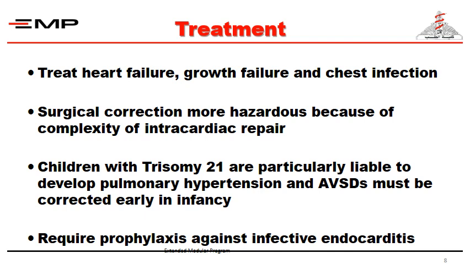Children with trisomy 21 are more prone to pulmonary hypertension, particularly with their upper airway obstruction. They have a small nose, big tongue, they are obstructed frequently.